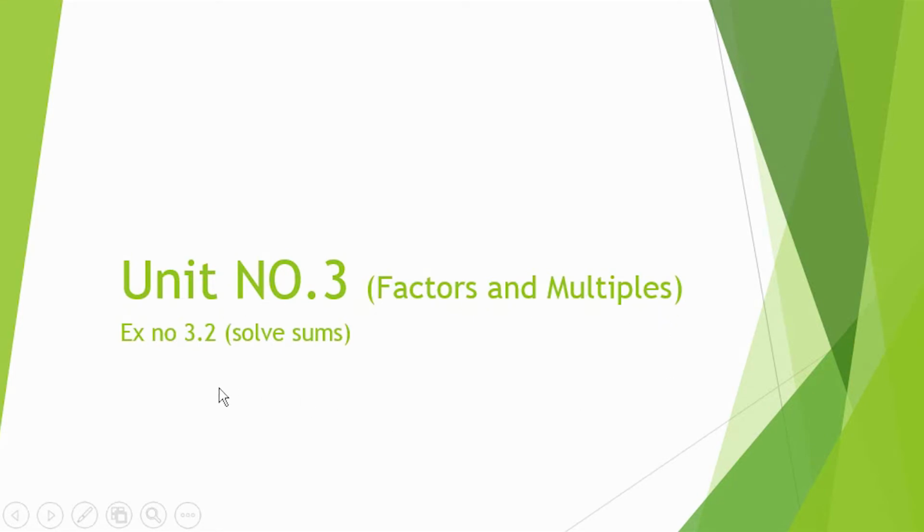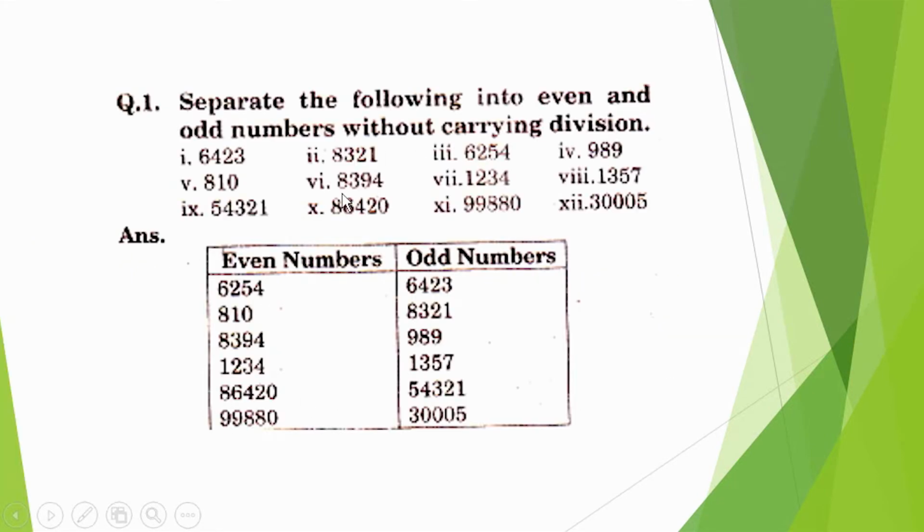Today our topic is unit number 3, factors and multiples. Exercise number 3.2. Separate the following into even and odd numbers. If the last digit is 3, it's an odd number, therefore write it on the odd side. The last digit is 1, which is an odd number, therefore write it on the odd side. The last digit is 4, it's an even number, therefore write it on the even number side.